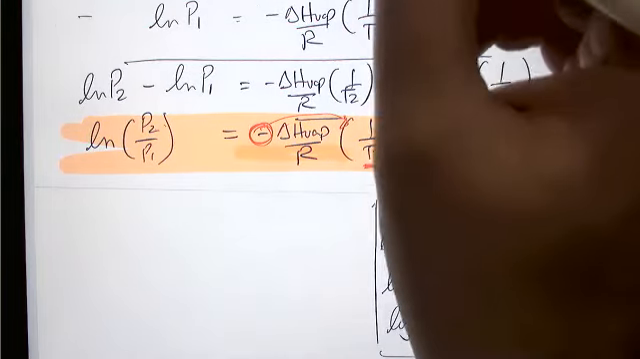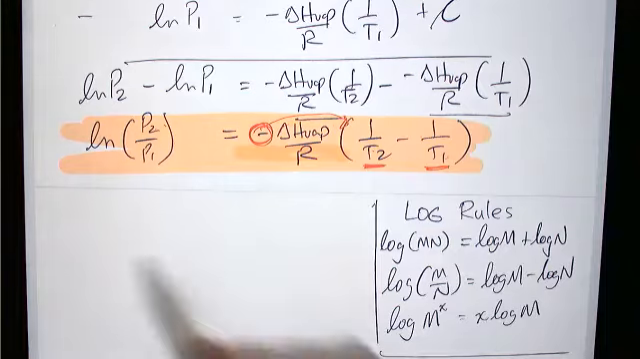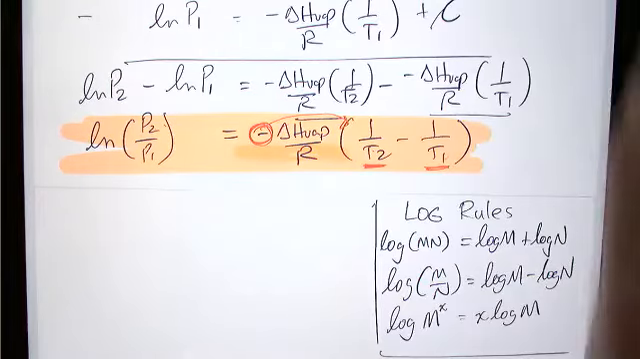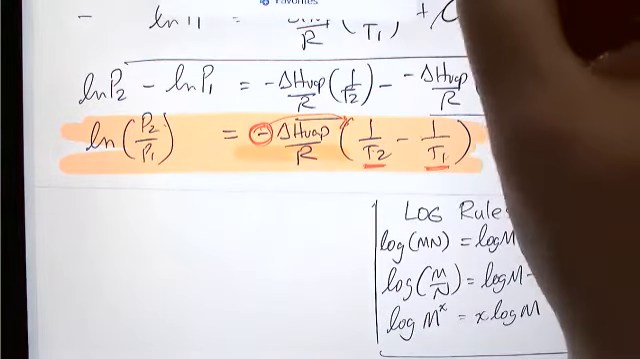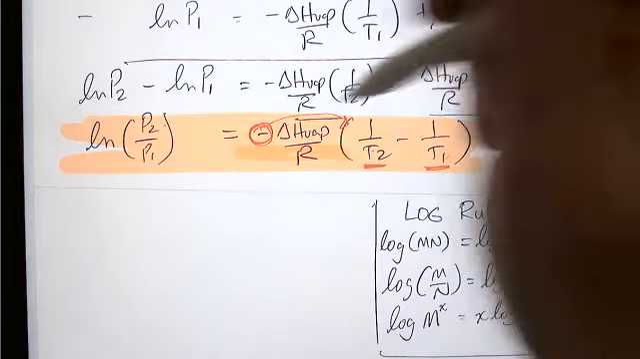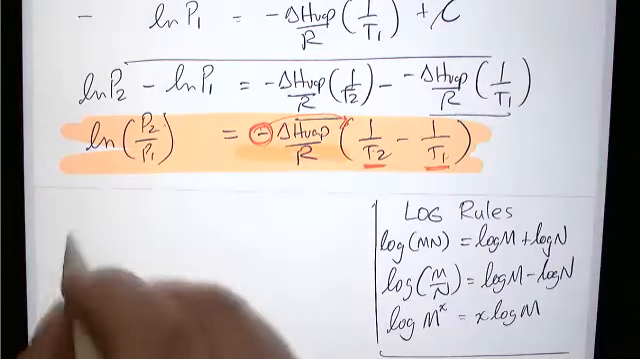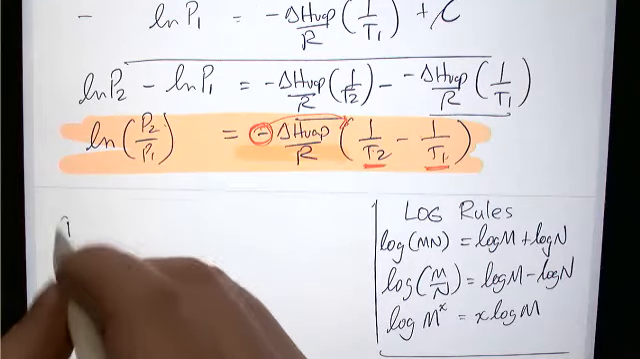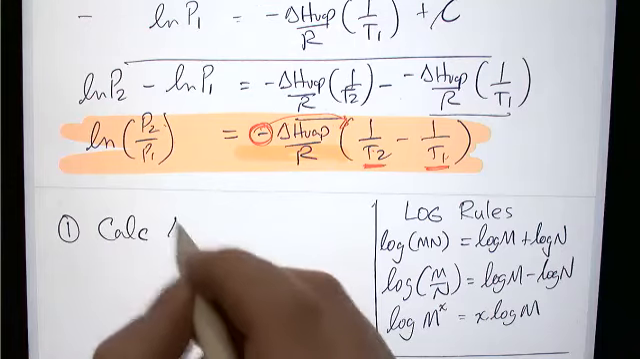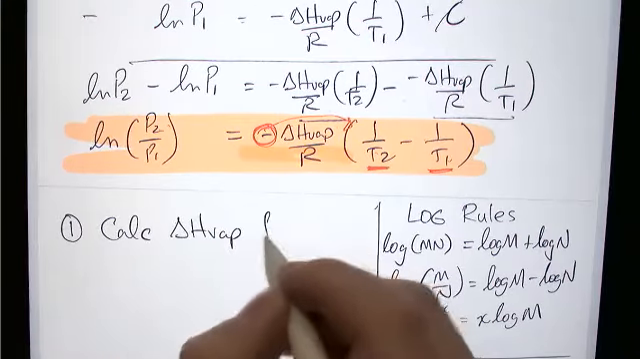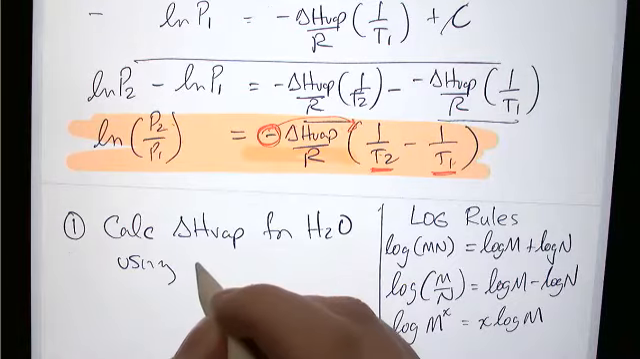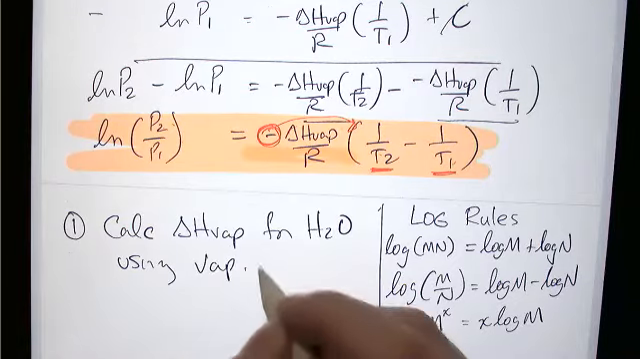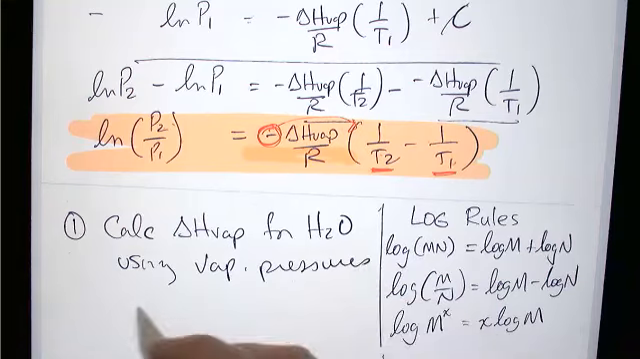Okay, let's try a couple of questions. First, we're going to try 3 questions if we can get them in before 3:30. So the first question, there are 3 things in this equation. There's pressure, there's temperature, and there's delta H VAP. Let's find delta H VAP. So number 1, calculate delta H VAP for water using vapor pressures in the data booklet.